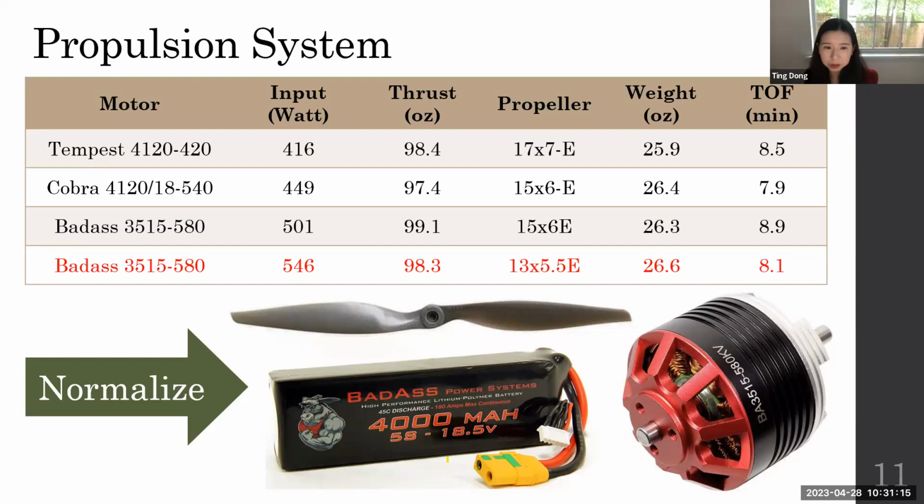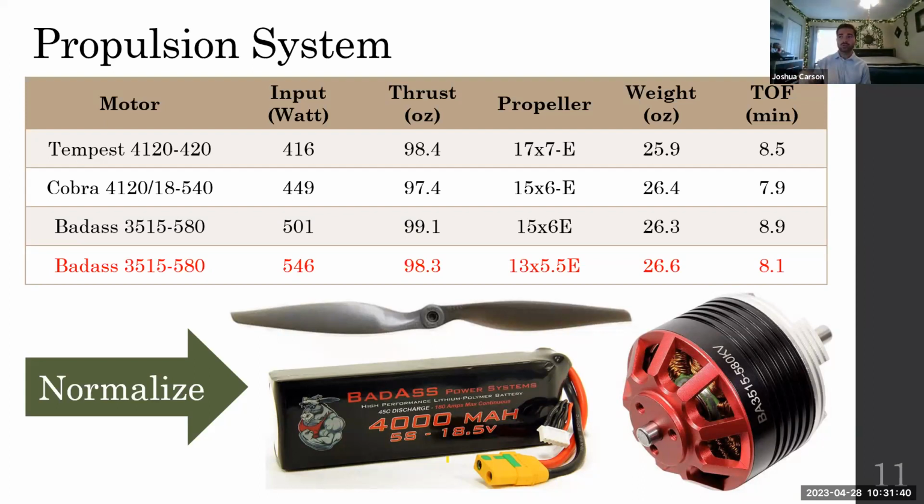Because if you check the thrust, it's not bad. If you check the weight, well, it is best. If you check the time of flight, it is not. So probably you can just emphasize that the main consideration of choosing this one is the diameter of the propeller. Right.